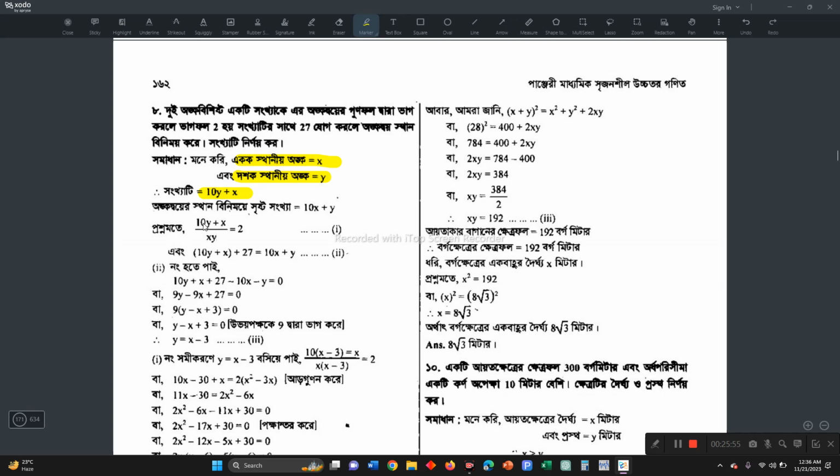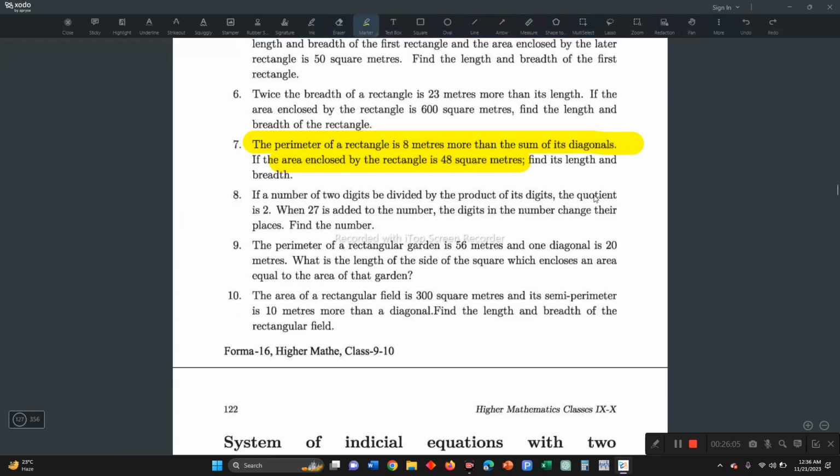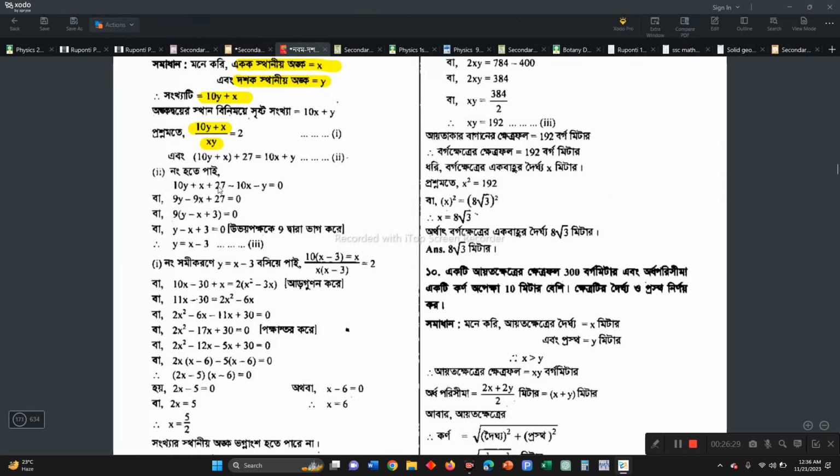So dividing the number by its product, the quotient is equal to 2. When 27 is added to the number, this is the second condition, the digits of the number change their places. That means if we add 27 to the previous number, the digits will change. That means x will be in the position of y and y will be in the position of x. Then the number will be 10x plus y.